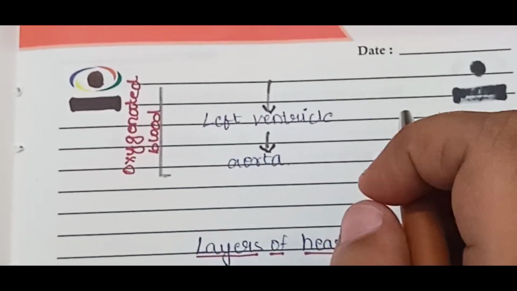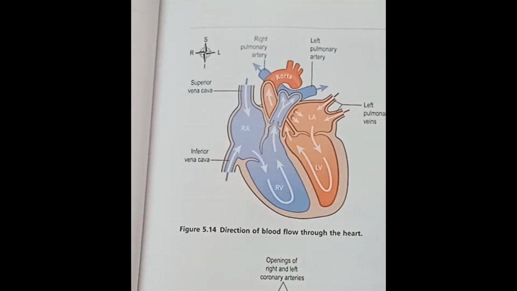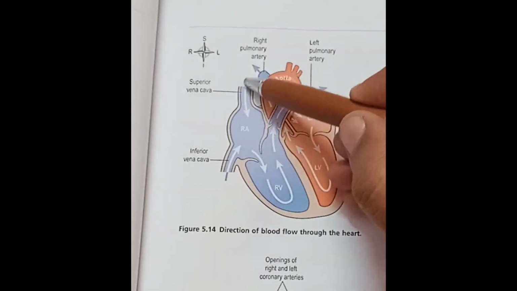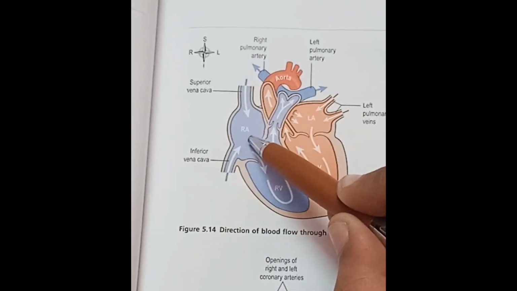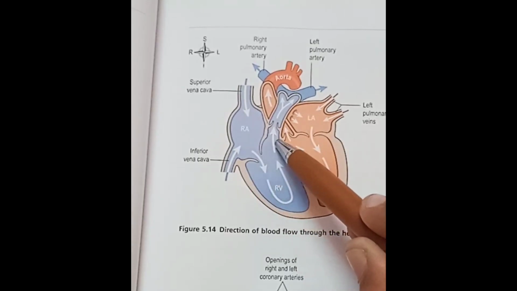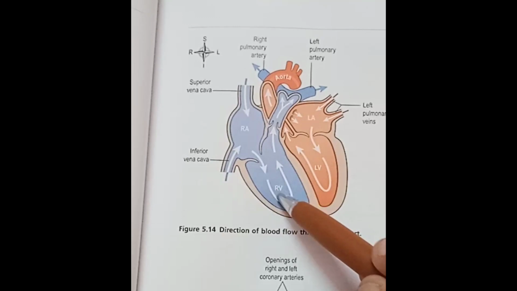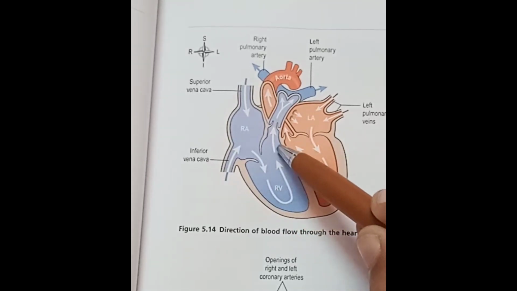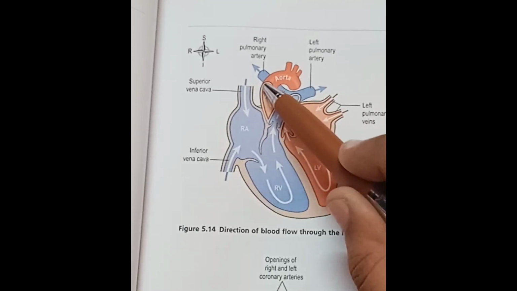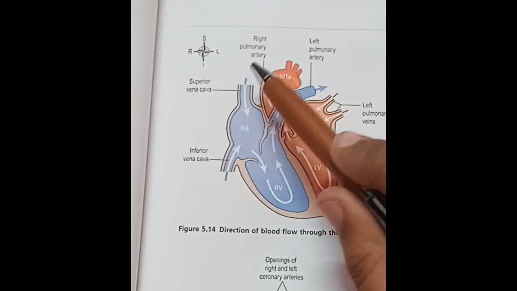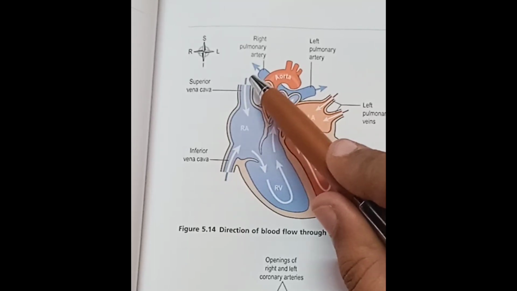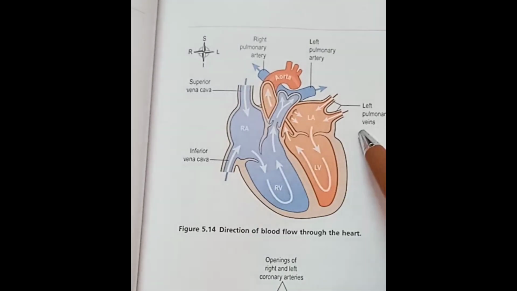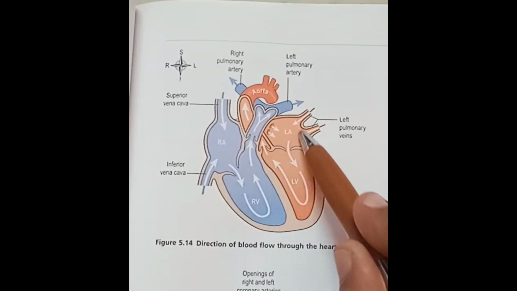Once again, I'll show it diagrammatically. This is our heart. So the deoxygenated blood enters from the superior vena cava and the inferior vena cava to the right atrium. From the right atrium, through the tricuspid valve, it enters into the right ventricle. Then it is passed into the left and the right pulmonary artery, where the lungs will make the deoxygenated blood into oxygenated blood. Now through the pulmonary vein, see the pulmonary vein, it enters into the left atrium.